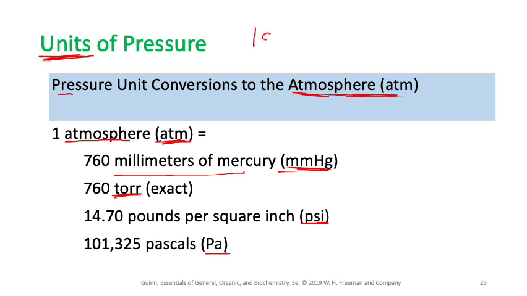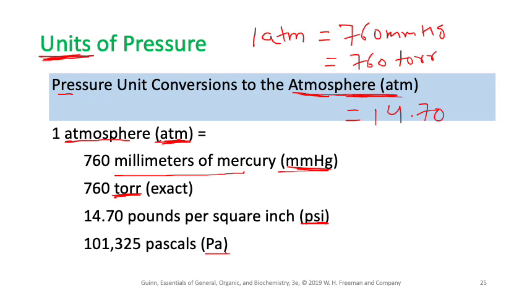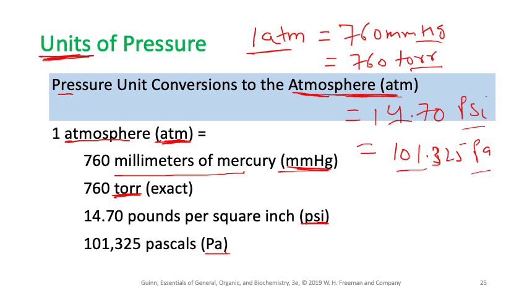So if I say I have 1 atmosphere of pressure, that means it can be 760 mmHg, or I can say it is equal to 760 torr in a different unit of pressure, or I can say I have 14.70 psi of pressure, same thing, 101,325 pascal. So if you say 1 atmosphere, or if you say 760 torr, psi, pascal, they have the same meaning. And then from here I can get an equivalency, and from an equivalency I can use a conversion factor to convert one unit of pressure into a second unit of pressure.